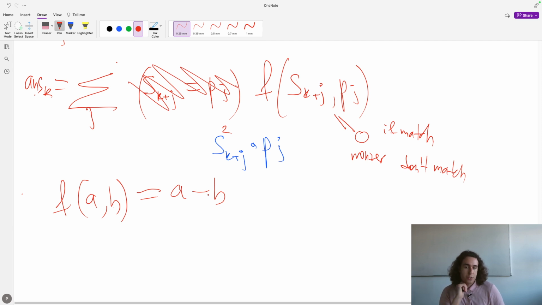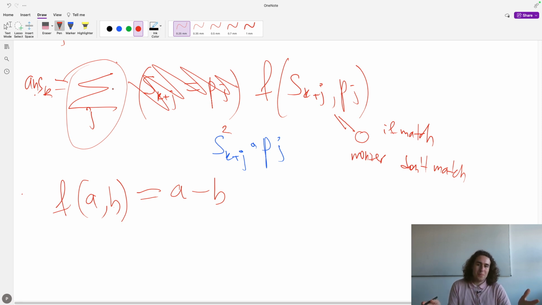But that's not going to work for us, right? Because this value can sometimes be negative. And then if we sum some things up, we have a summation sign here. If we sum some negative and positive values, at the end we can get 0. But we don't want to get 0 unless all the summands are zeros. So we want this value to be not just non-zero, but strictly positive if they don't match.